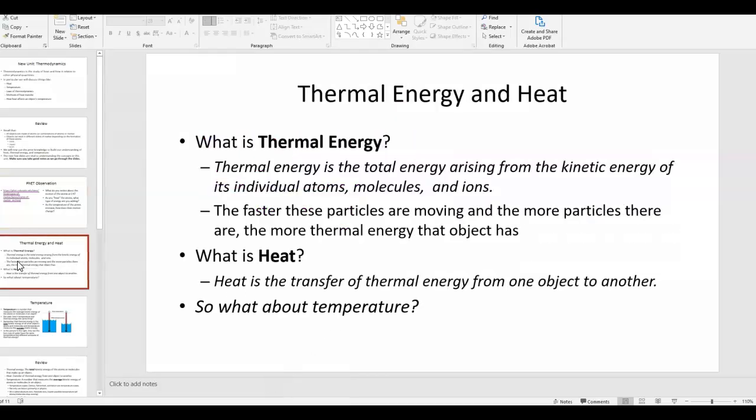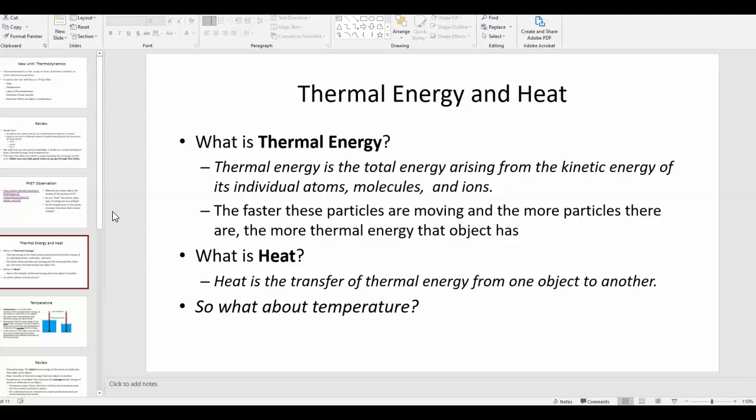Now let's talk about some vocabulary terms. The first term is a really important one. This is what's called thermal energy. The definition for thermal energy is on the page. Of course, I would recommend that you add that to your notes.